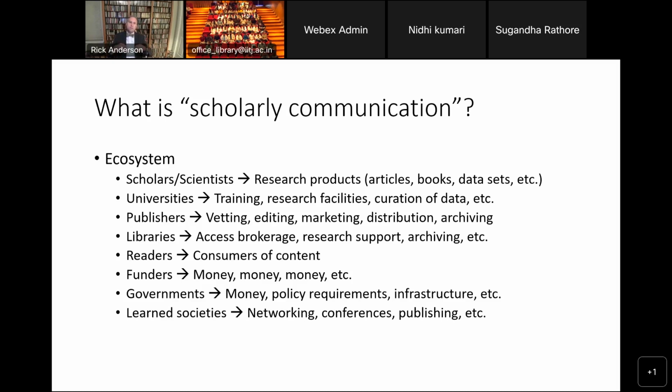The reason that I'm going through all of this with you is to try to convey the complexity of the scholarly communication ecosystem and also the interdependence of all of these various members. Every one of them relies on others, and some of them compete with each other, and often they're in conflict, but they also depend on each other very much.